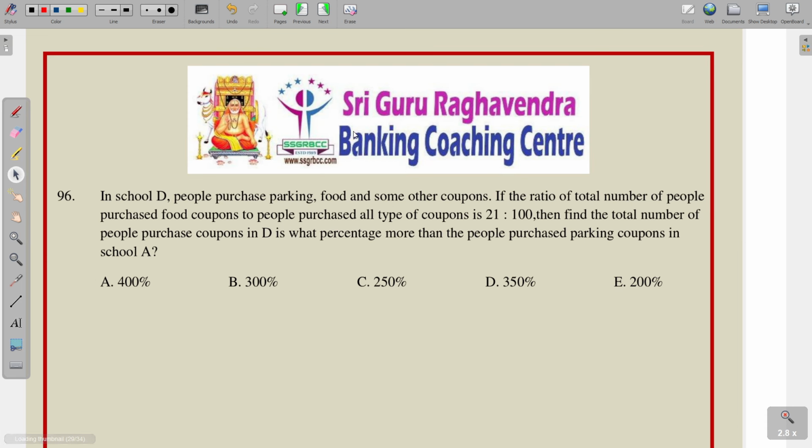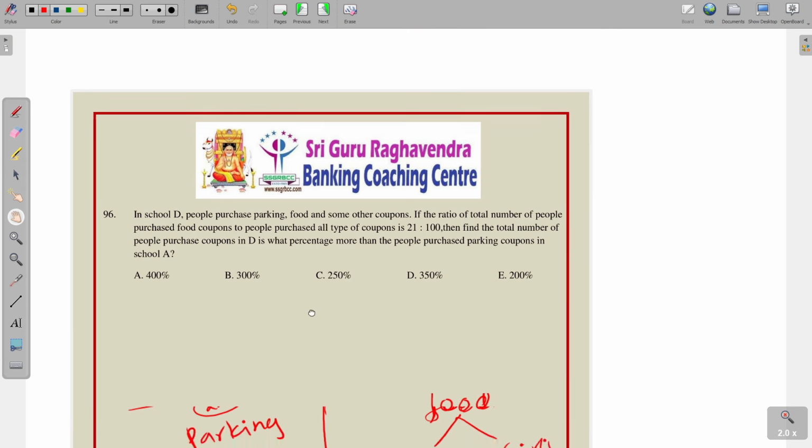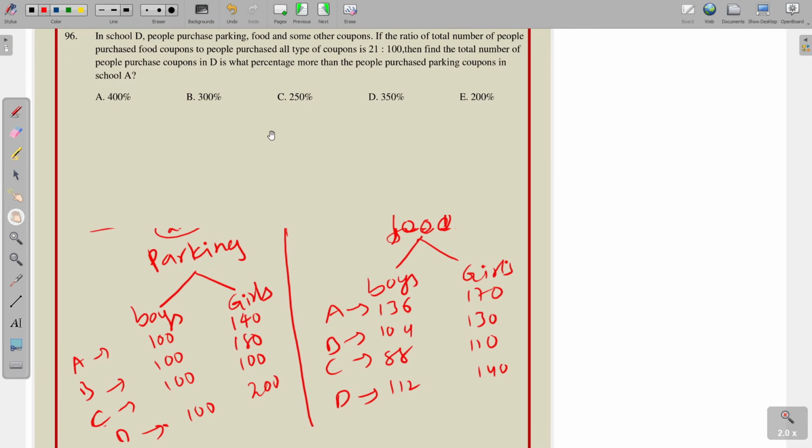Next question. In school D, the ratio of total number of people who purchased food coupons, total food by D for all types, is 21 by 100. For D school food, how much? D school food is 252. So by multiplying this by 12, we will get the 252.